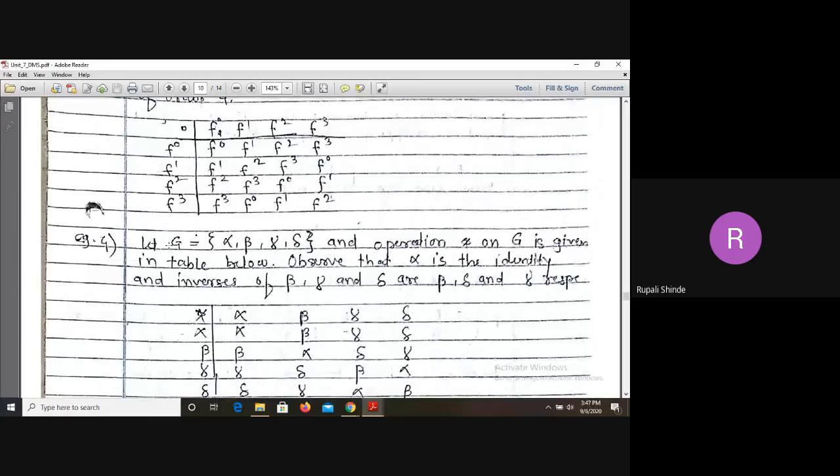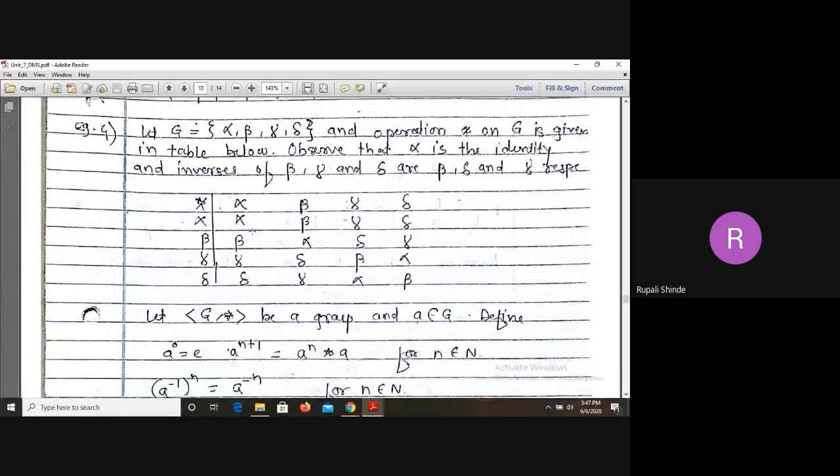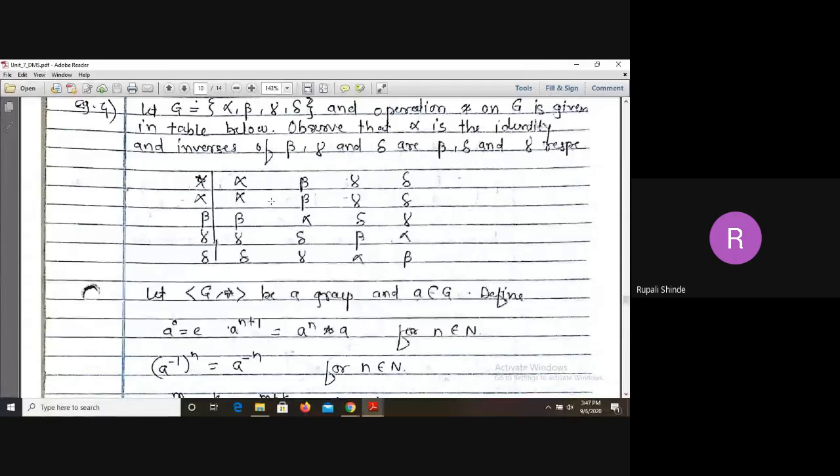Next question. Let G be a set of four elements, that is alpha, beta, gamma and delta. So here operation star is defined on group G, which is given by this table. Then here you have to tell what is an identity element for this group, or for this composition table. And again, we have to find what is an identity element here.